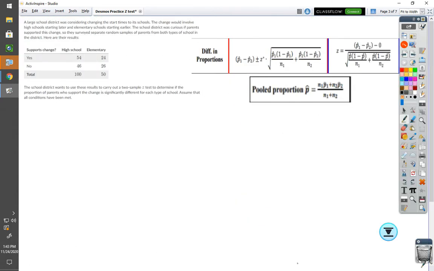We have a large school district which is considering changing starting times in its school. The change would involve a high school starting later than an elementary school. The school district was curious if parents support the change, so they surveyed separate random samples of parents from both the high school and the elementary school. The school district wants these results to carry out a two-sample z-test to determine if the proportion of parents who support the change is significantly different for each type of school. So we're comparing the difference in the two schools. Assume that all conditions have been met.